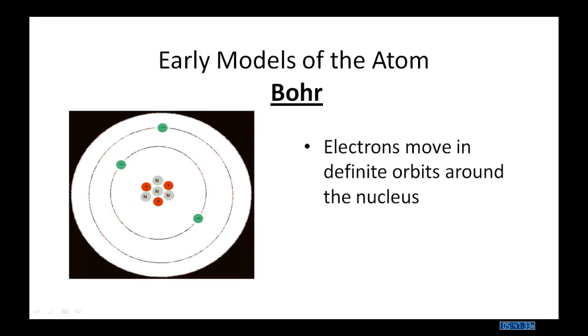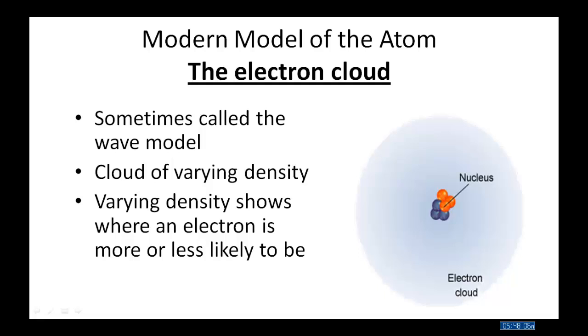Early models of the atom include the Bohr model. There are lots of other ones. This is the one that's still often used because it shows some useful elements. It tells you the number of electrons, number of neutrons, number of protons. It's visual, but it is very misleading. You have the impression with the Bohr model that electrons move in definite orbits around the nucleus, but that's simply not true. So whenever you see this, you have to realize this is just a representation. It is not how it really acts in real life.